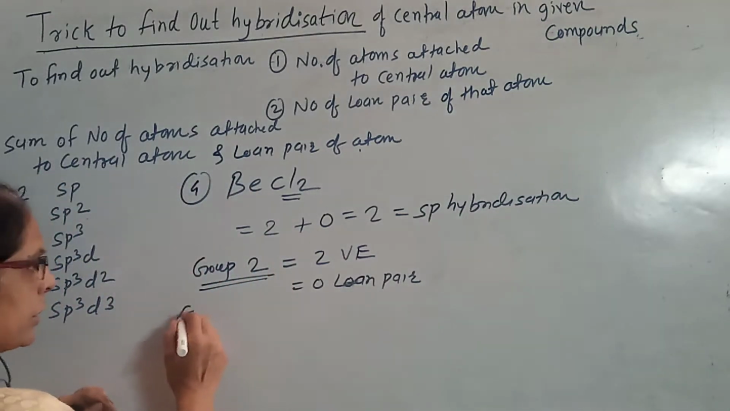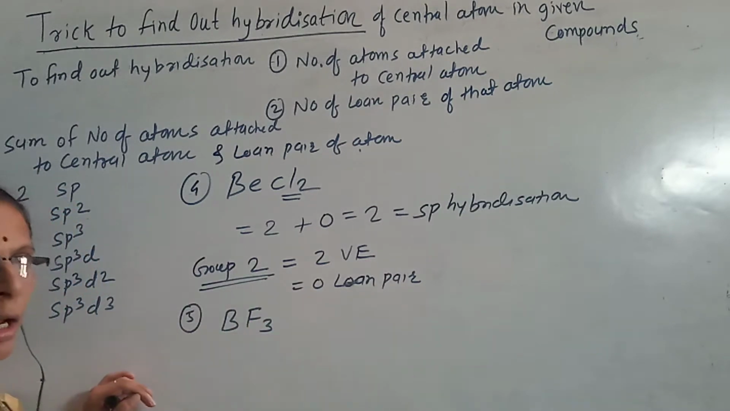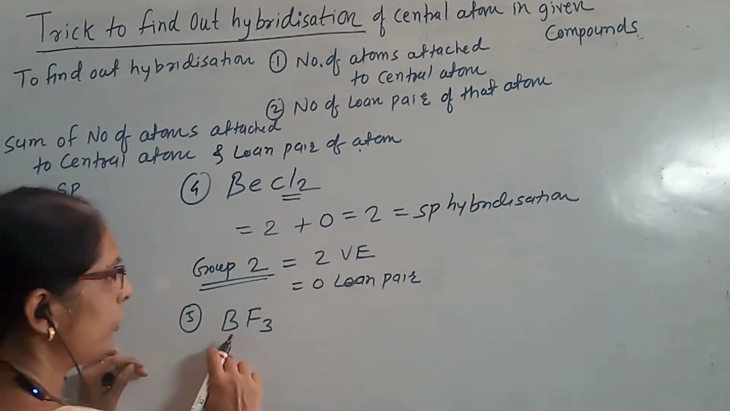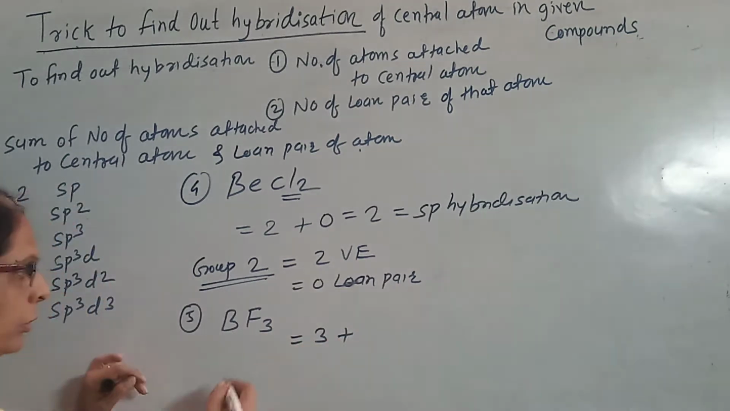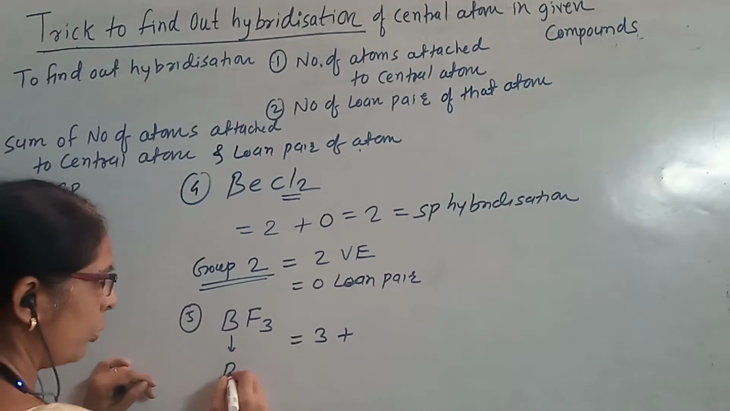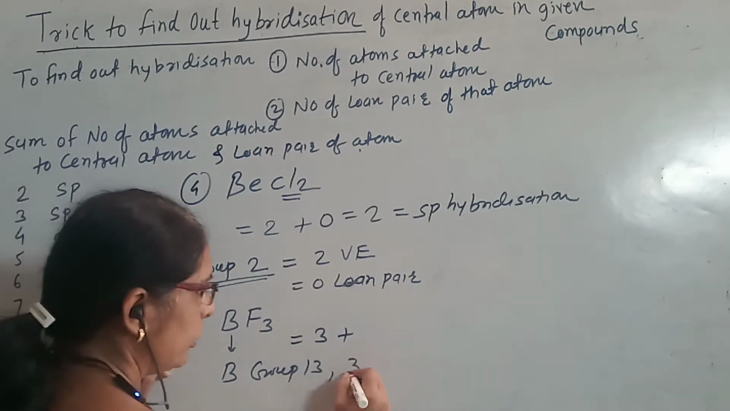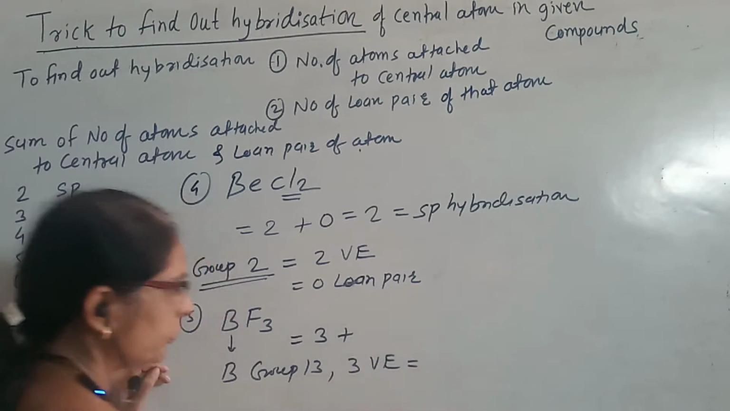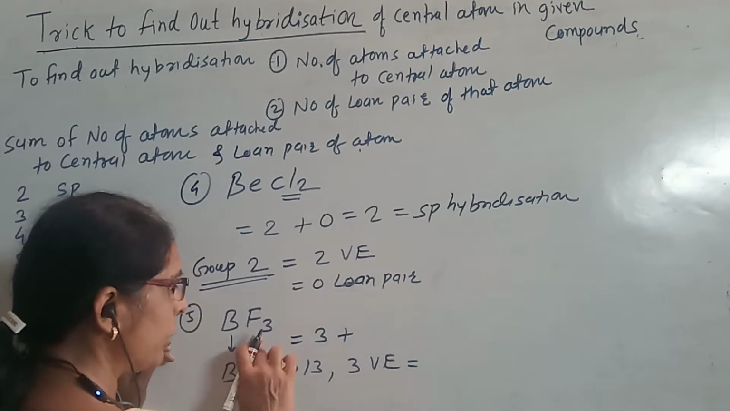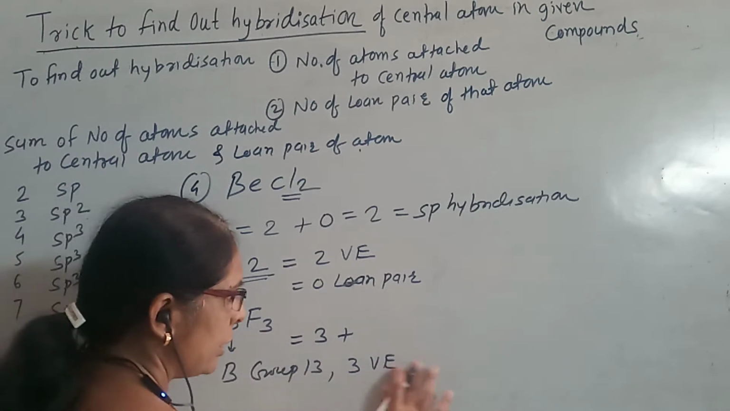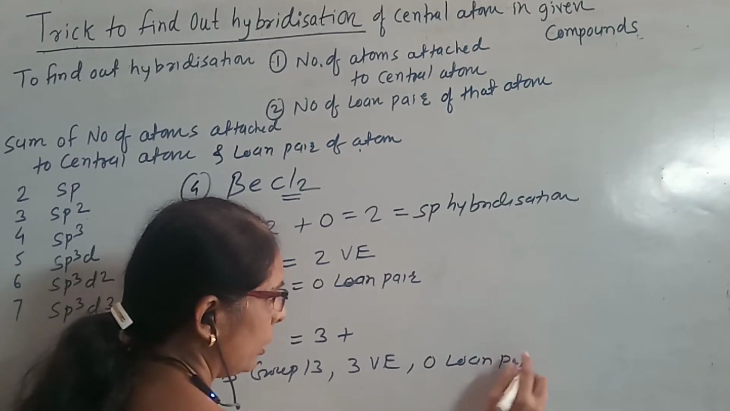Okay. Next, example number 5. BF3, boron trifluoride. Now look at, again the number of atoms is 3 plus we have to find out the lone pair. In order to find the lone pair, boron is a group 13 element. So it has 3 valence electrons. All the 3 valence electrons are busy in forming the bond with the fluorine. So it has 0 lone pair.